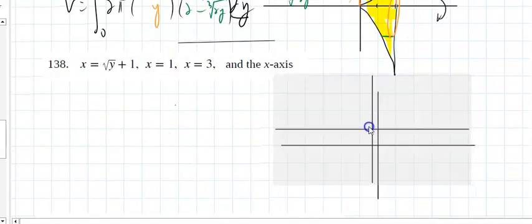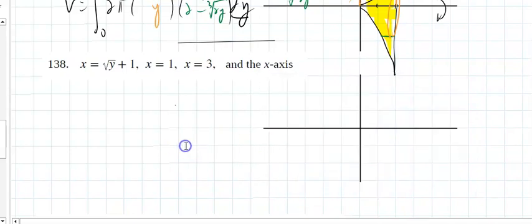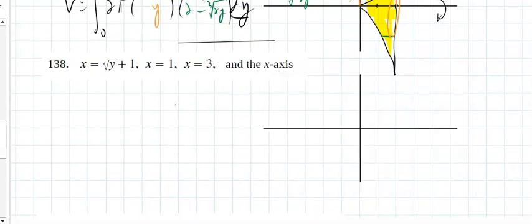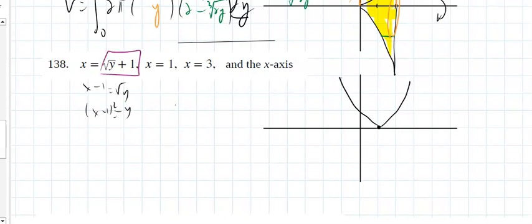And the following problem, how about x equals radical y plus 1? Okay, well, all you could say is x minus 1 equals radical y, so y equals (x minus 1) squared. So that's shifted 1 unit to the right, and it opens up. So when we say x equals the square root of y plus 1, we're talking about when y equals 0, x equals 1. When y equals 1, x equals 2.